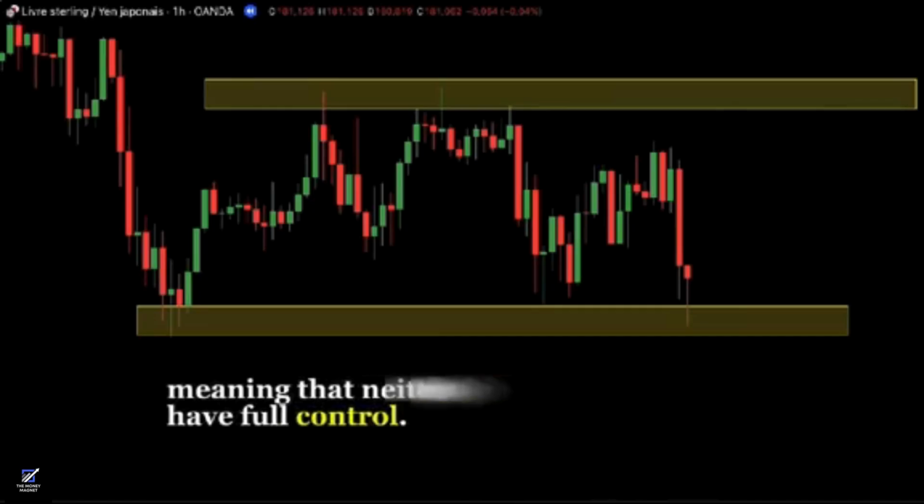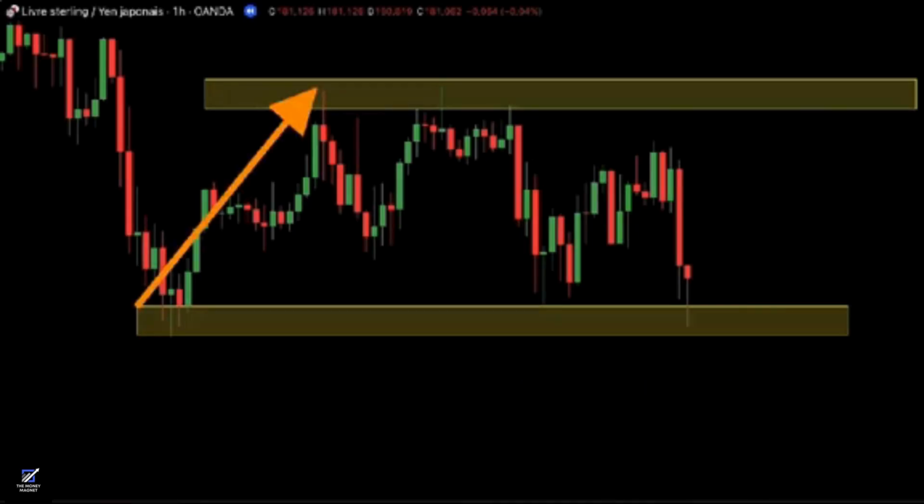Support and resistance, meaning that neither buyers nor sellers have full control. Every time price reaches the resistance level, sellers step in and push it back down. Every time price reaches the support level, buyers step in and push it back up.